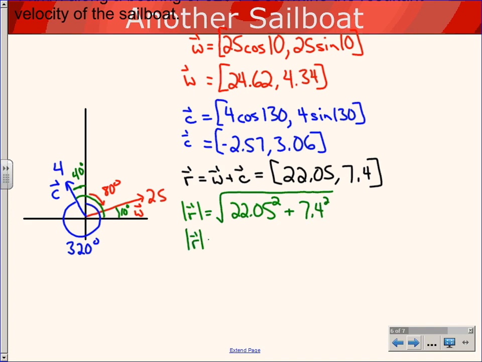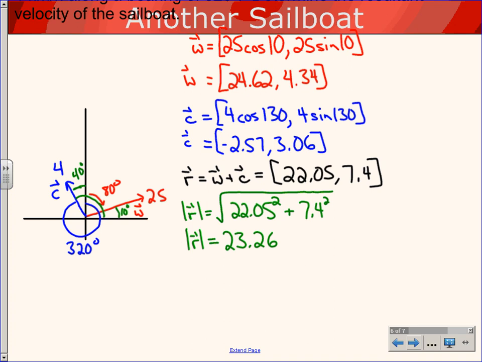So if I calculate that magnitude, I get about 23.26. And I mean, these aren't perfect numbers, right? We've rounded already, so I'm not worried about keeping any exact values here. So I've got the magnitude. I need the direction too. And there's different ways you can think of the direction.